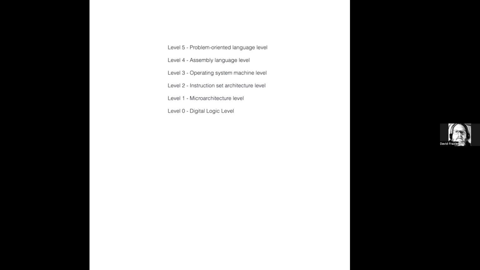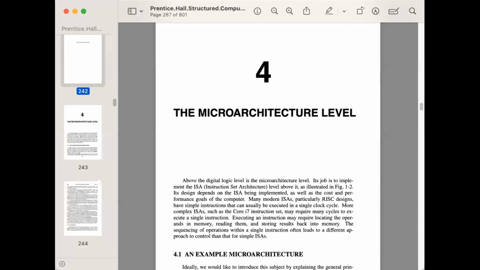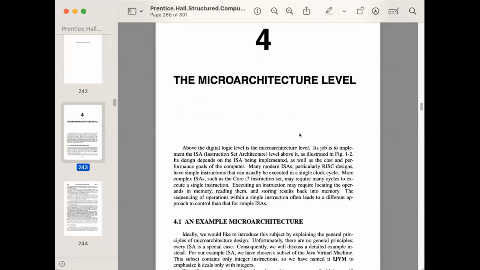Okay, so now let's talk in particular about chapter 4. Let me make sure that I actually have that shared. You're not having to look at me the whole time. Okay, so again, the microarchitectural level, it says it right here. Its job is to implement the ISA and the level above it. Okay, and that was my version of that figure 1-2 that you're just looking at.